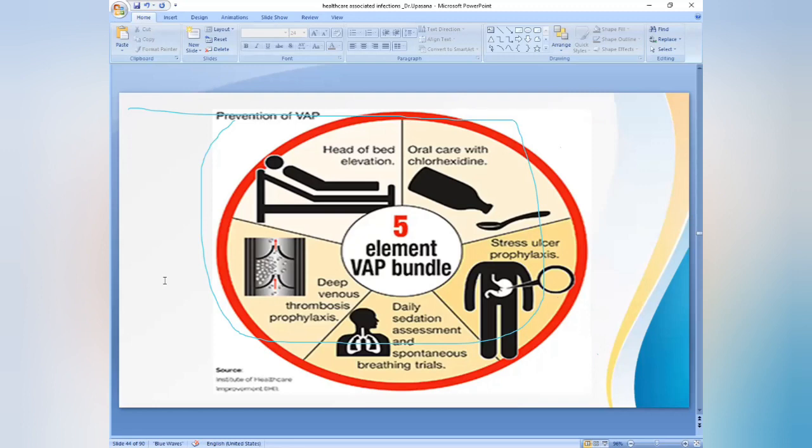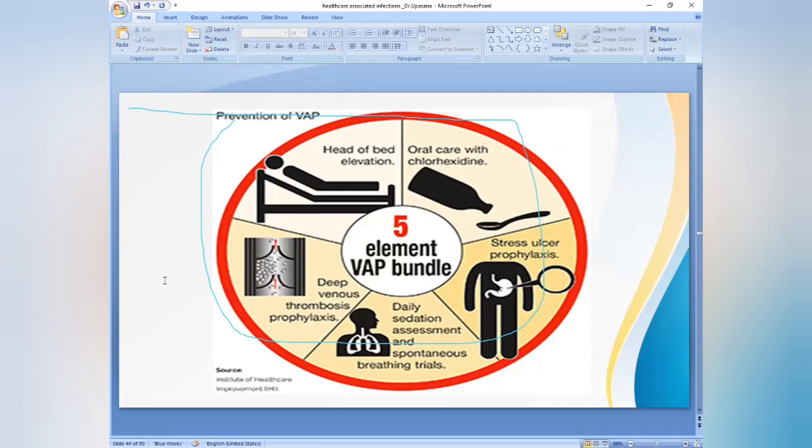Then daily sedation assessment and spontaneous breathing trials. Earlier, when the patient is intubated, they are given more sedatives so that the patient is much more comfortable and relaxed. But with daily sedation assessment, after 48 to 72 hours, it has to be checked and the dose has to be lowered. And more breathing and spontaneous exercise will really help the patient eventually come out of this VAP.